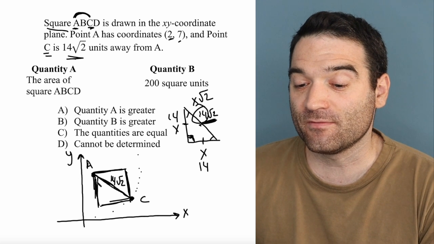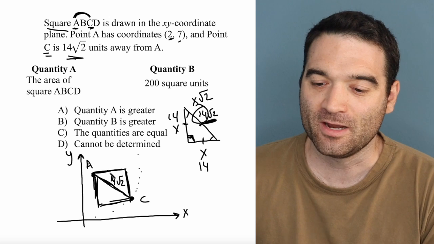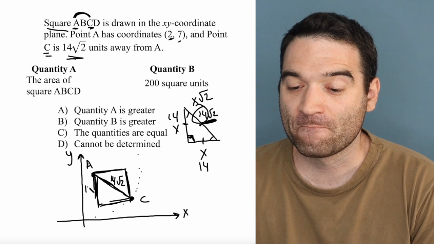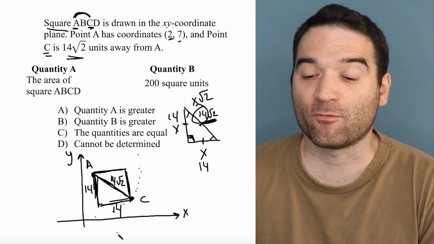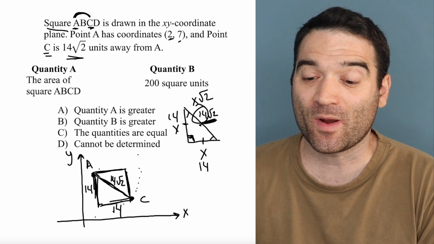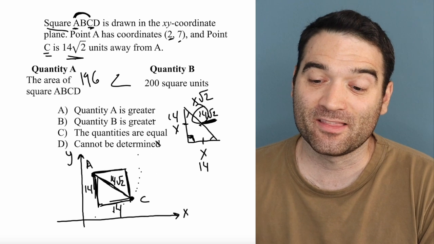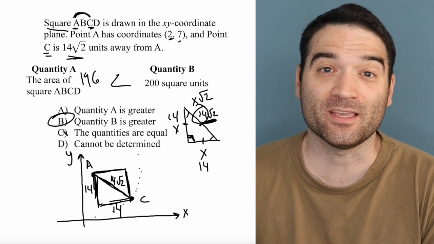So the sides of this square, no matter where it is in the coordinate plane, I don't know if it's over here, over there, or whatever, but I know that the sides of the square are 14 and 14. Well, what's the area of this square then? It's 196, which is less than 200 square units. So quantity B is greater here.